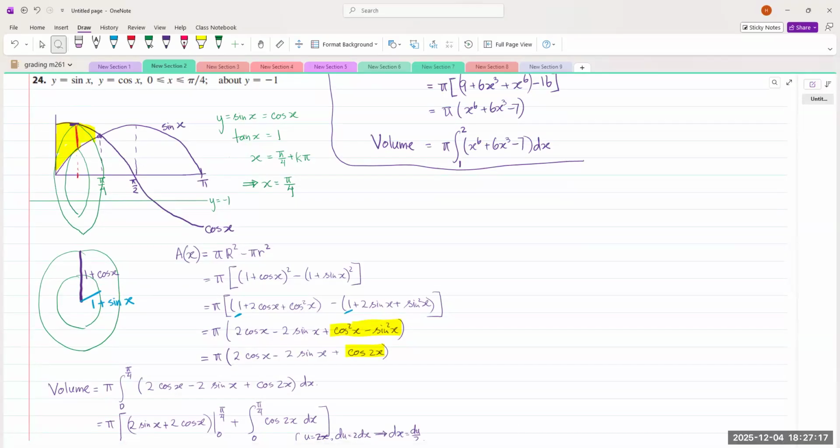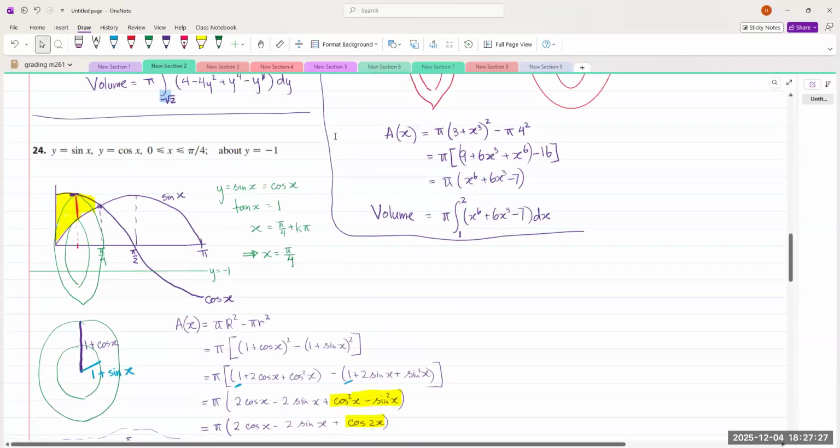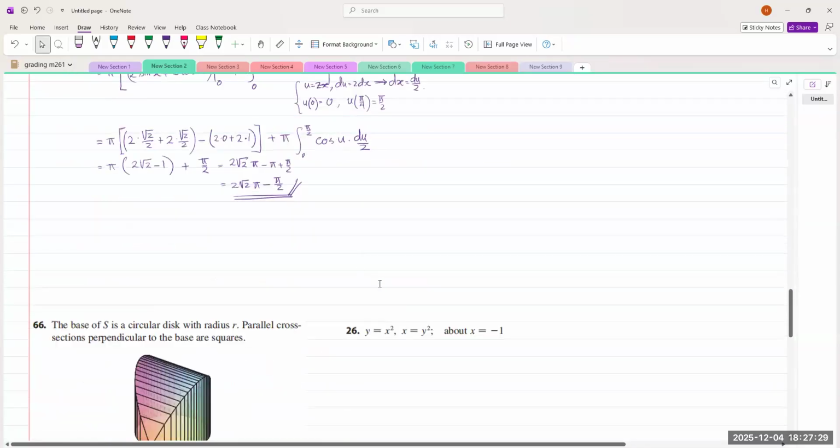Okay, so once you get the volume, the area cross section, then you go to the integral for the volume. That's for number 24. Let's see number 26.